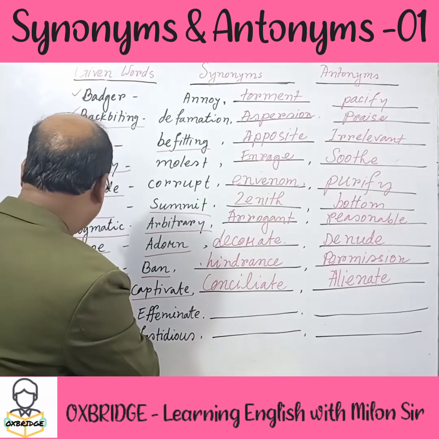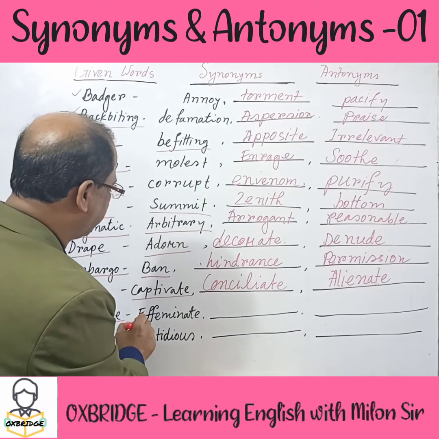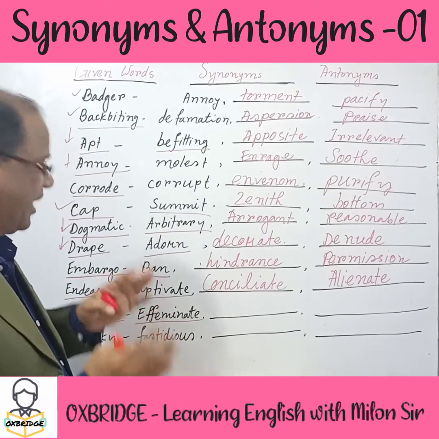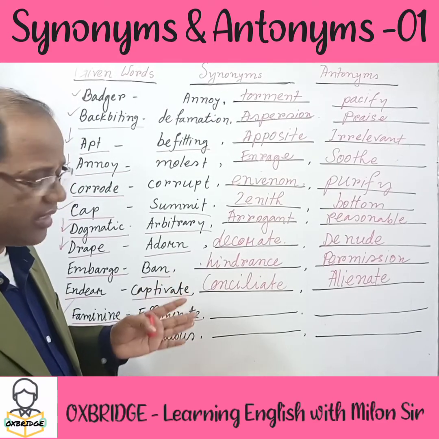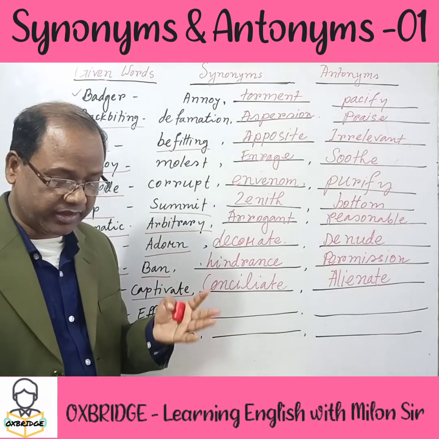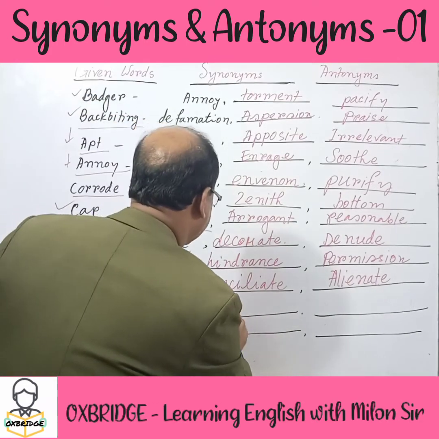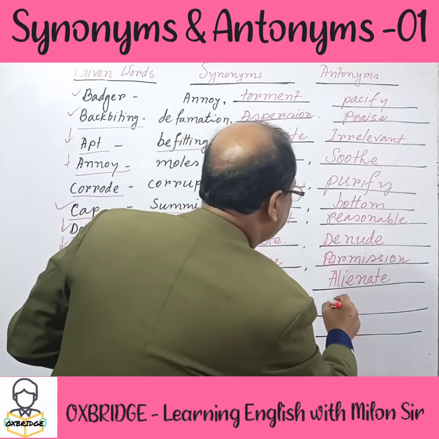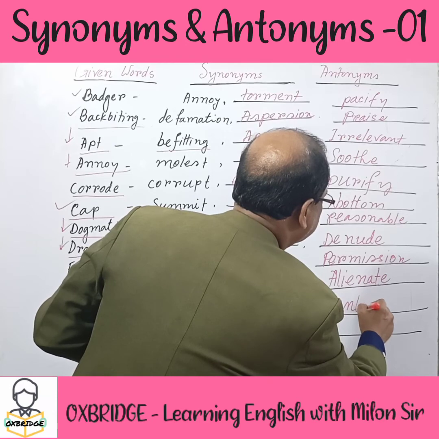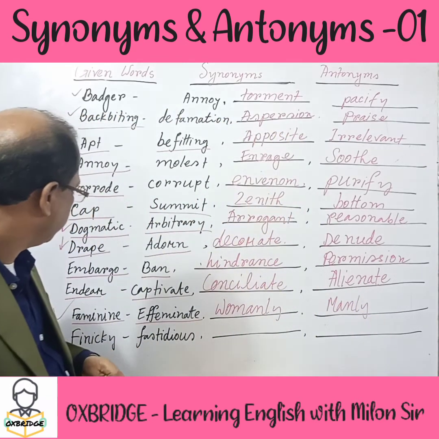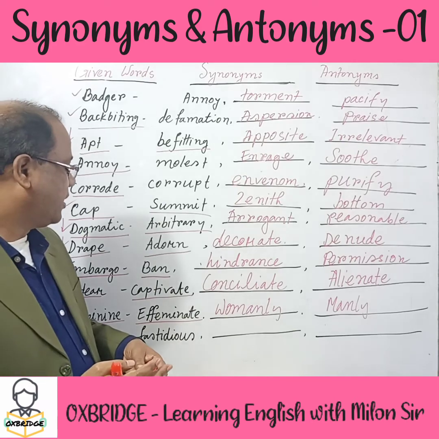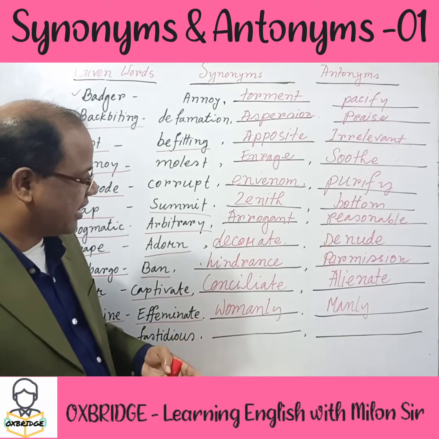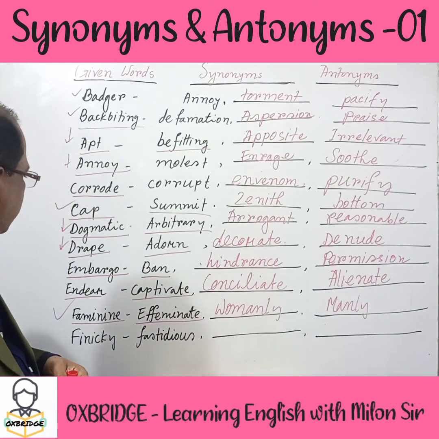The next one to discuss today is feminine. Feminine means effeminate, that is woman-like. Effeminate means like a woman, that is, we can write womanly. And for antonym we can write manly. Very easy one, you know. So feminine means effeminate or womanly, and the antonym, as I have already written on the board, is manly.